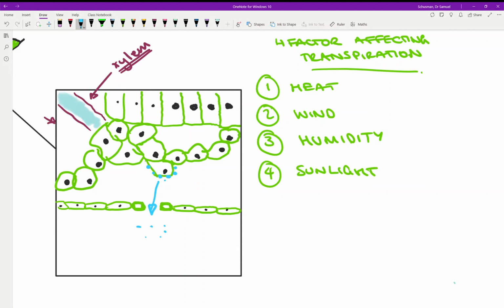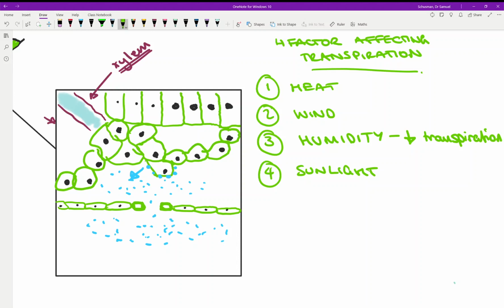But in a really humid place like a rainforest, rainforests can almost steam, so they look like saunas and steam rooms because there's so much water vapor in the air. So let's cover this in water molecules. It's a lot harder for that water molecule to evaporate off the spongy mesophyll. So humidity decreases transpiration.